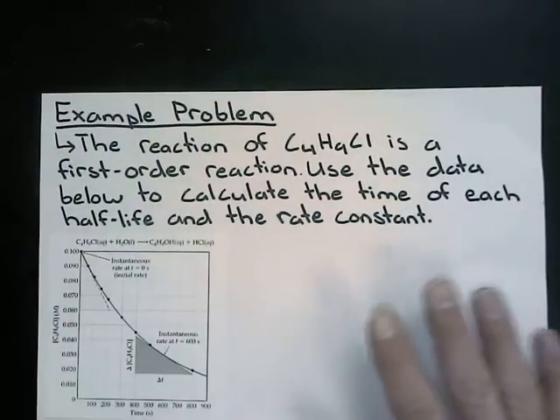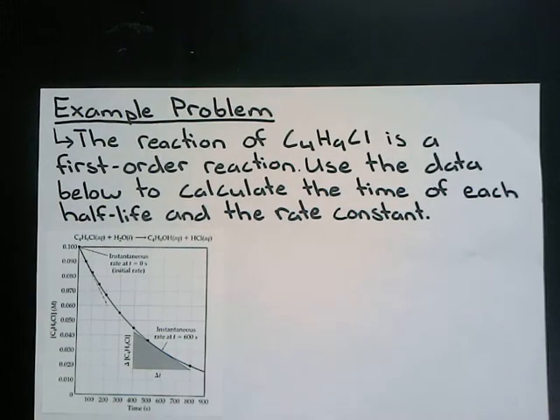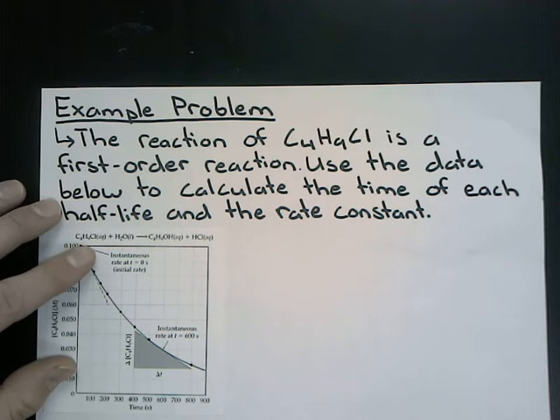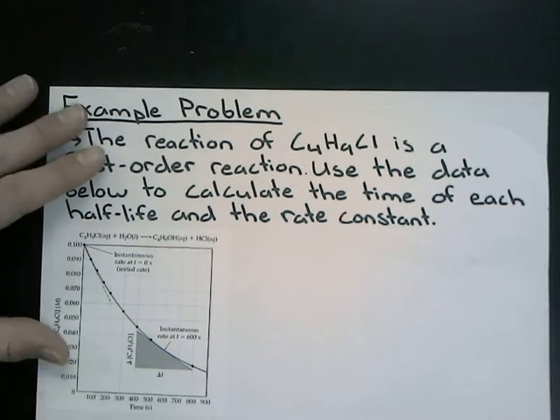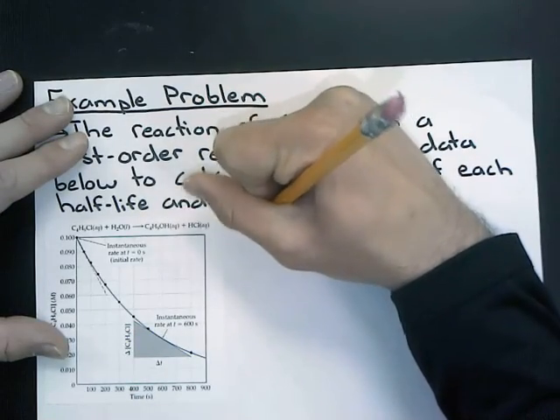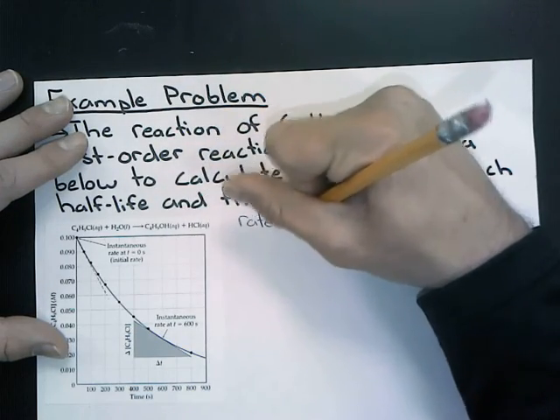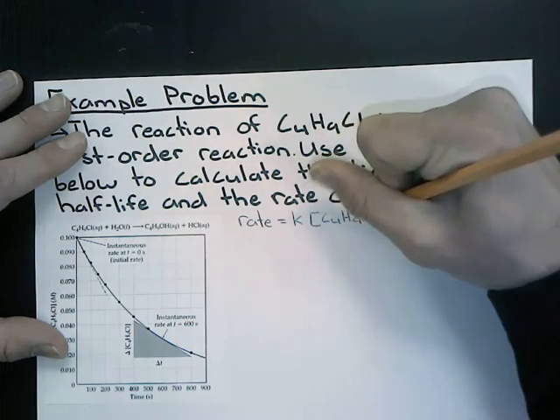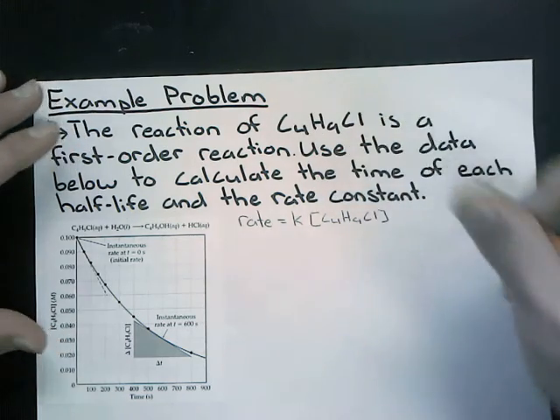All right, so we have an example problem here as follows. Chlorobutane is a first order reaction. We need to use the data in this chart to be able to calculate the time of each half-life and the rate constant. So the first thing that I want to identify is this. We get told that this is a first order reaction. So we know that the rate law, so rate equals our K times C4H9Cl raised to the first power.